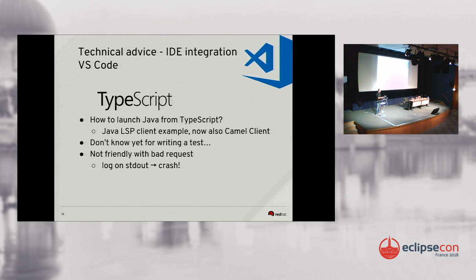Hopefully, there is the JDT LS, which is doing it. Now there is also the Camel client, so you can have a look. I would recommend to look at the Camel client because we removed some parts from the JDT LS, which is more complex because there are also some Eclipse stuff inside, more things related to OSGi that you might not need.